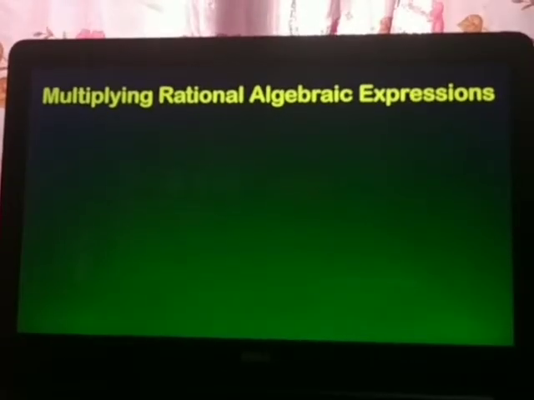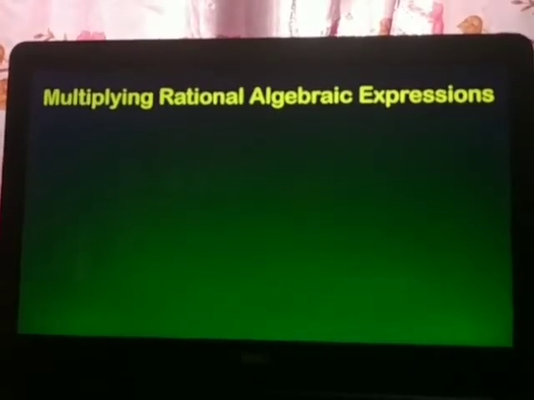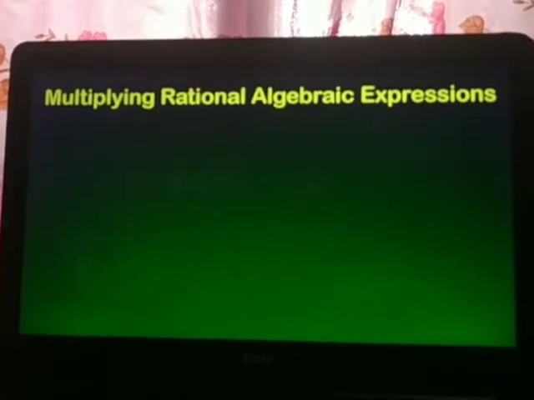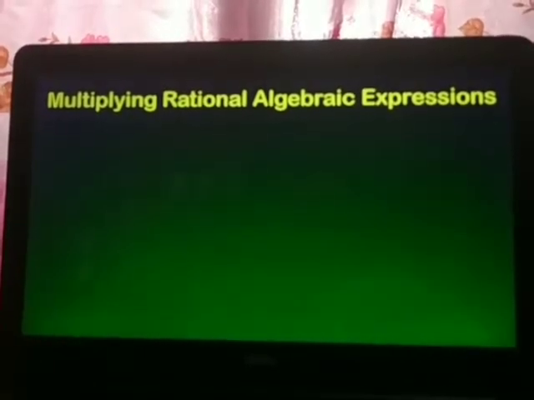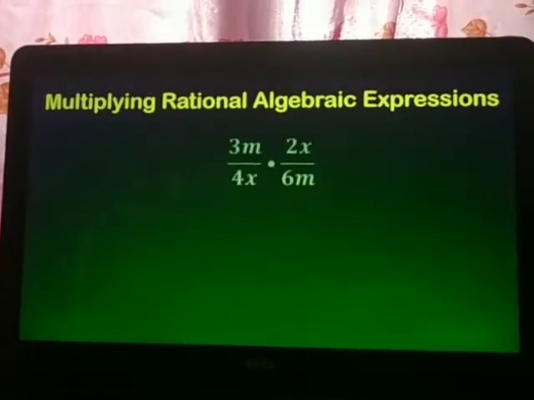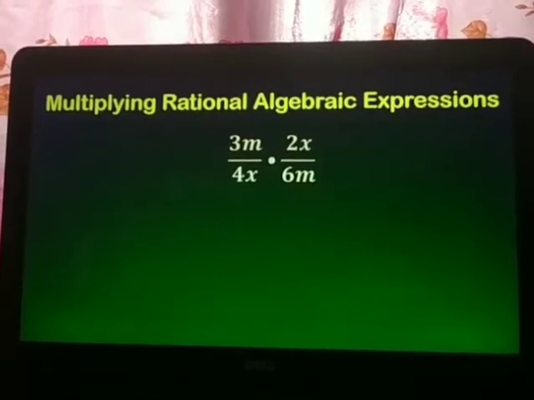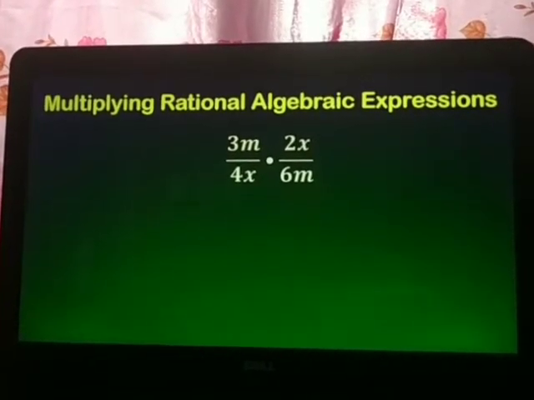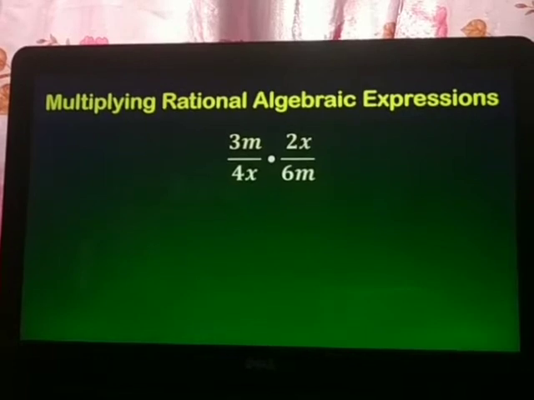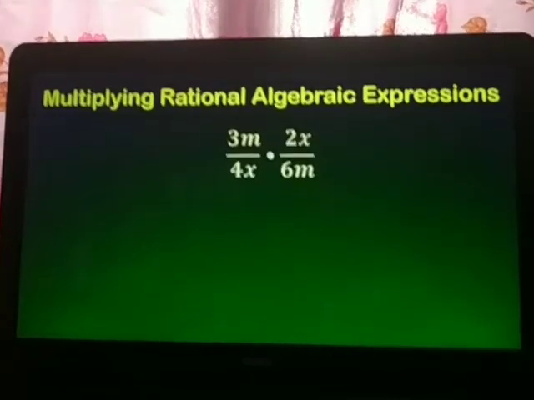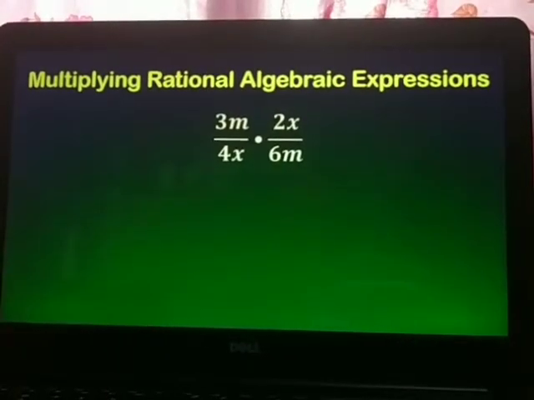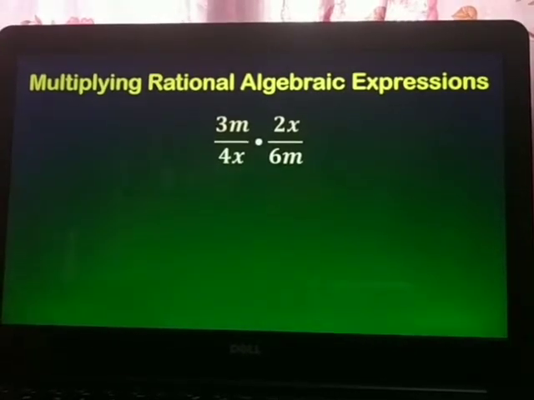Next, let's go to multiplying rational algebraic expressions. Multiplication as an operation is one of the easiest operations with rational algebraic expressions. Okay, it doesn't matter here if you have the same or different denominators. Let us have this example. 3m over 4x times 2x over 6m.